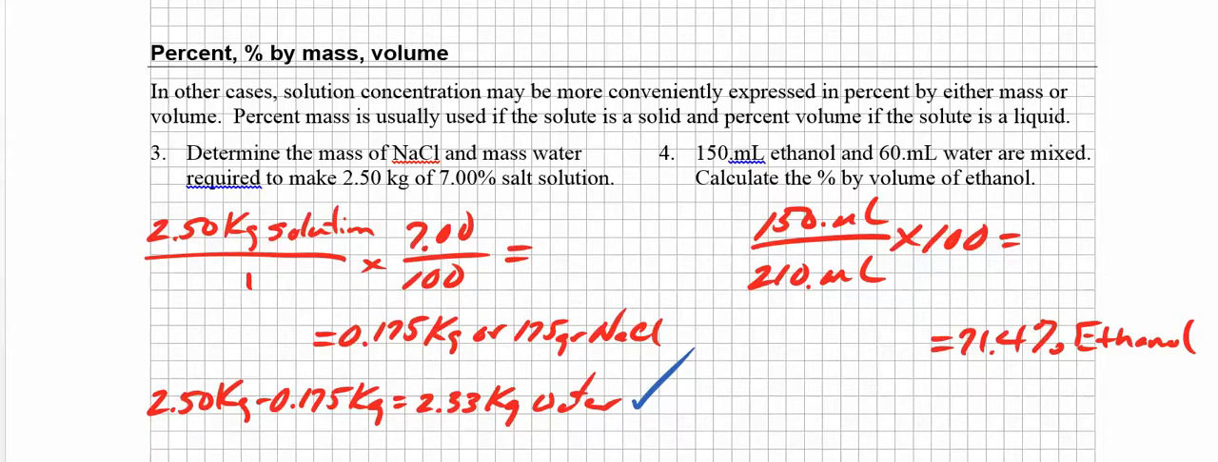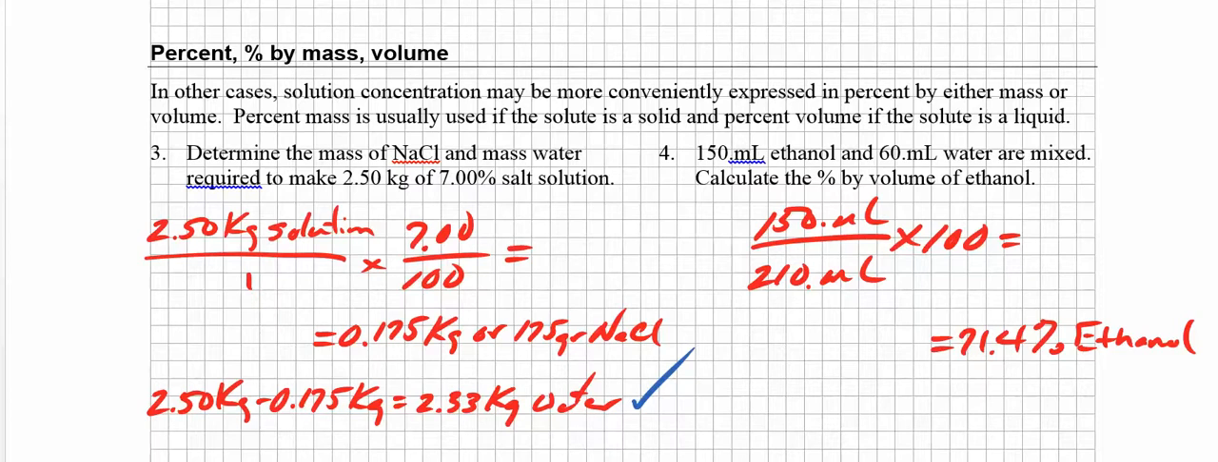It says 150 milliliters of ethanol and 60 milliliters of water are mixed. We want to calculate the percent by volume of the ethanol.